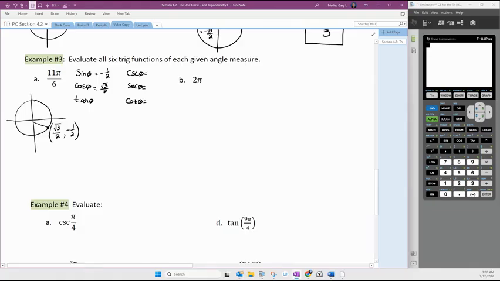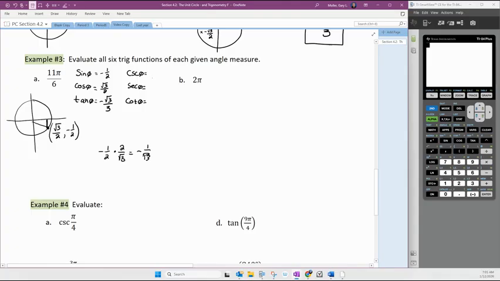Tangent of theta now is a little obnoxious because we've got these fractions to divide, but it's going to be the opposite, the y value over the x value, or said another way, the sine over the cosine. If tangent is y over x and sine is y and cosine is x, then tangent is simply the sine divided by cosine. So I'll do that math down here. Negative 1/2 divided by root 3 over 2, so I'm going to multiply by 2 over root 3, which gives you negative 1 over root 3. So we've got negative root 3 over 3.